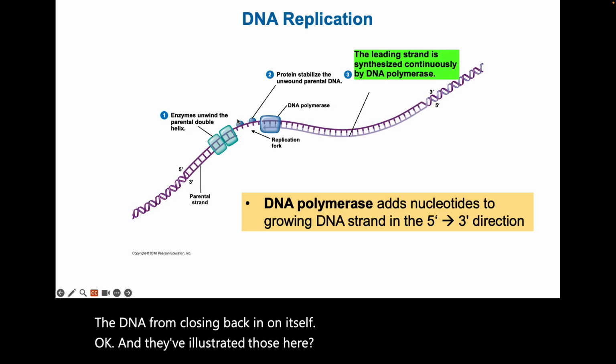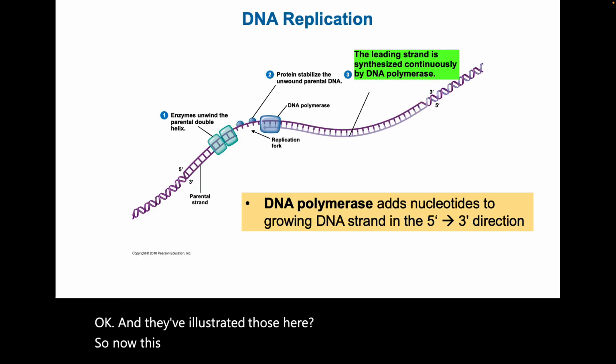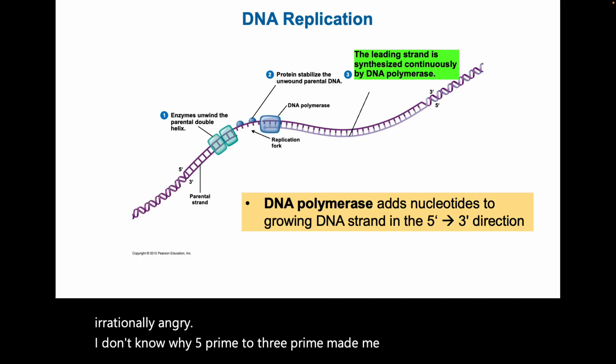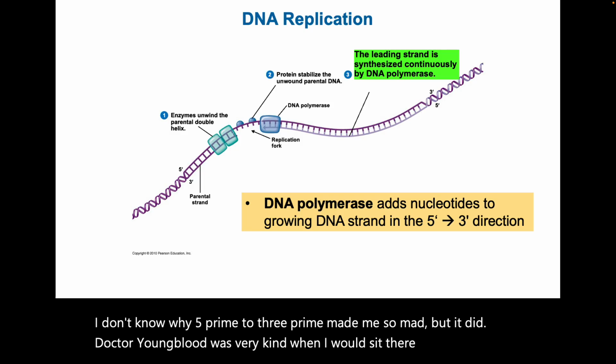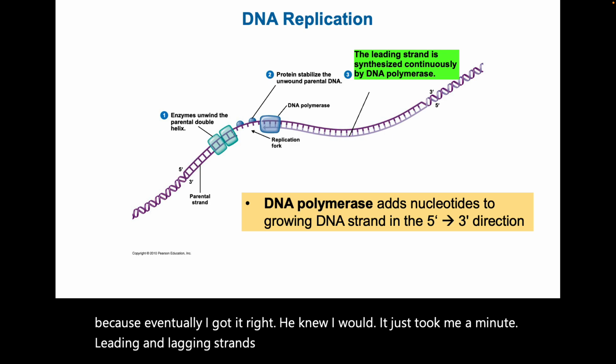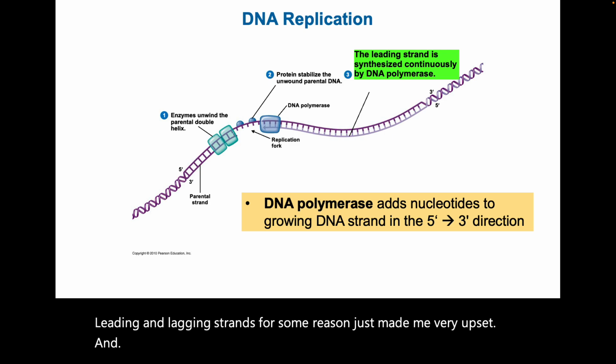Okay. So now this was the other part of DNA replication that used to make me irrationally angry. I don't know why 5' to 3' made me so mad, but it did. And Dr. Youngbloom was very kind when I would sit there and glare at him. Because eventually I got it, right? He knew I would, it just took me a minute. Leading and lagging strands, for some reason, just made me very upset.